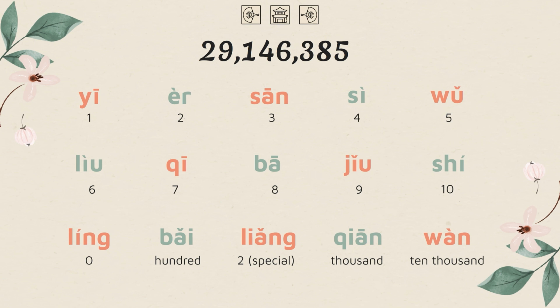Okay, last one. 29,146,385. So that one is 2,914 wan 6,385. If you got all these numbers right, then I'm really, really impressed. If you find these challenging, especially with the bigger numbers, don't worry. Practice makes perfect. And after this lesson, I encourage you to practice every time you come across a number. Try to convert it into Chinese, and soon you'll get better.